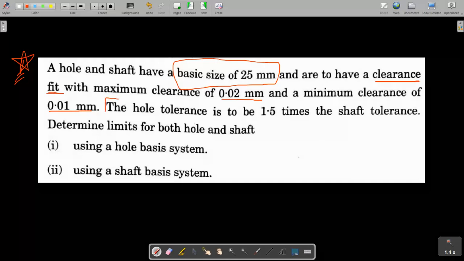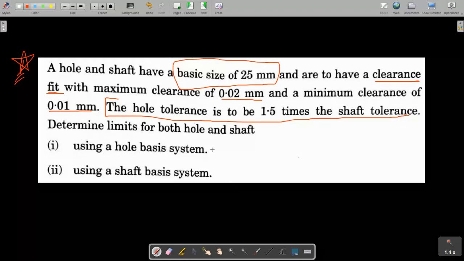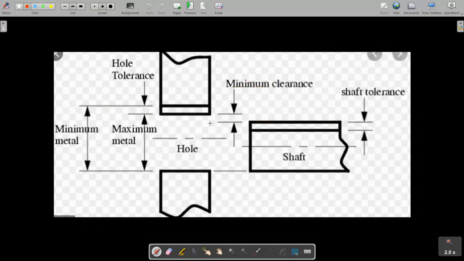This statement is the most important statement: the hole tolerance is to be 1.5 times the shaft tolerance. Determine the limits of both hole and shaft on the hole basis system and shaft basis system. Okay, so first of all, what is the clearance fit? So this is the figure.